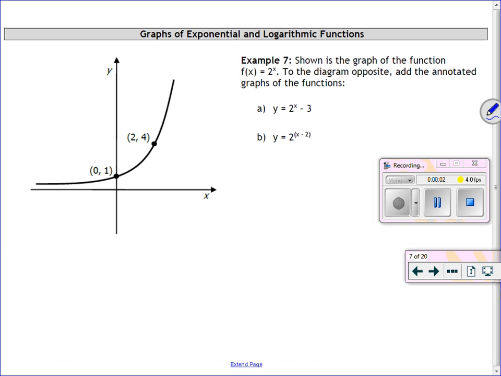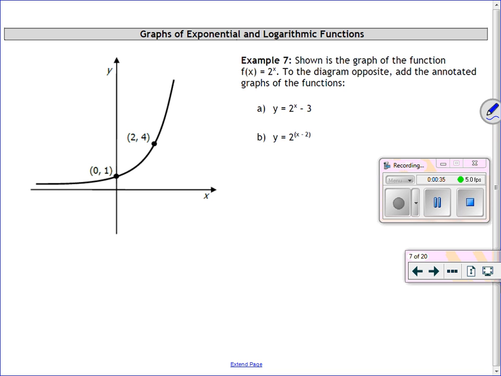Okay, the next thing that we're going to look at is transforming graphs of exponential and logarithmic functions. Now, the same principles apply that we used in the previous 6 examples. Nothing changes here. The fact that it's an exponential or logarithmic graph is totally irrelevant. That's not the point here. The thing is what we do with the transformation. So let's take a look at example 7 here.